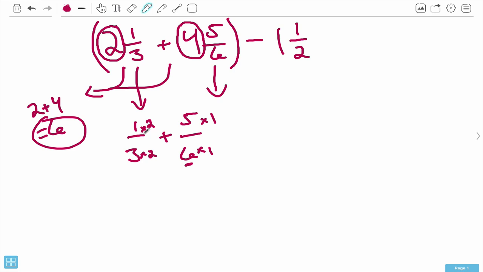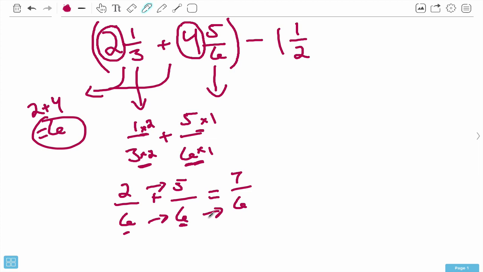So we'll do 1 times 2 is 2 over 3 times 2 is 6 plus 5 times 1 is 5, 6 times 1 is 6. So there we go, we got our least common denominator. And we're just going to add all the way across. So 7 over 6. And remember, we already did the work, so we just carry that denominator over.